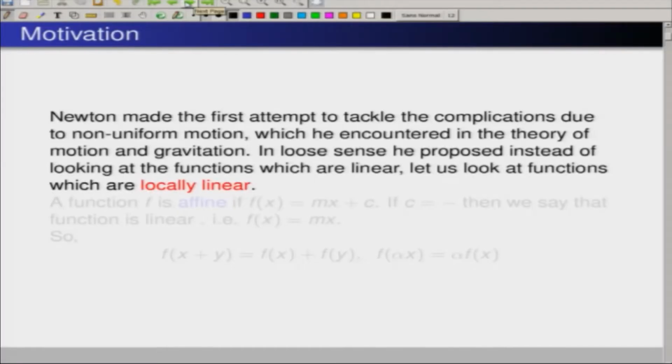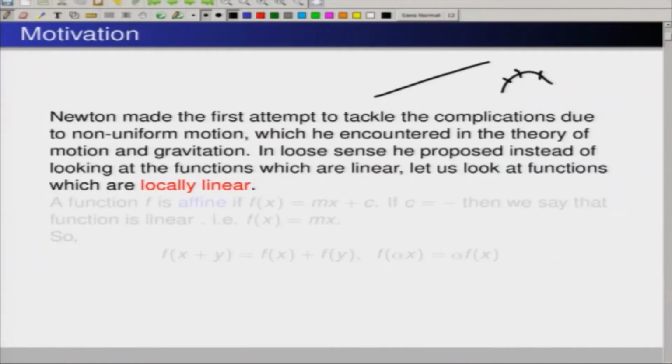In a loose sense, what he proposed: linear means what? It is almost a straight line. Now, he proposed that instead of looking at functions which are linear, let us look at functions which are locally linear. So, in a loose sense, what is a locally linear function? This is linear. Now, suppose I look at a function like this, where the motion is going. If I look from here to here, obviously I can see the curve. If I look from here to here, there is still a bending. Now, you come very close.